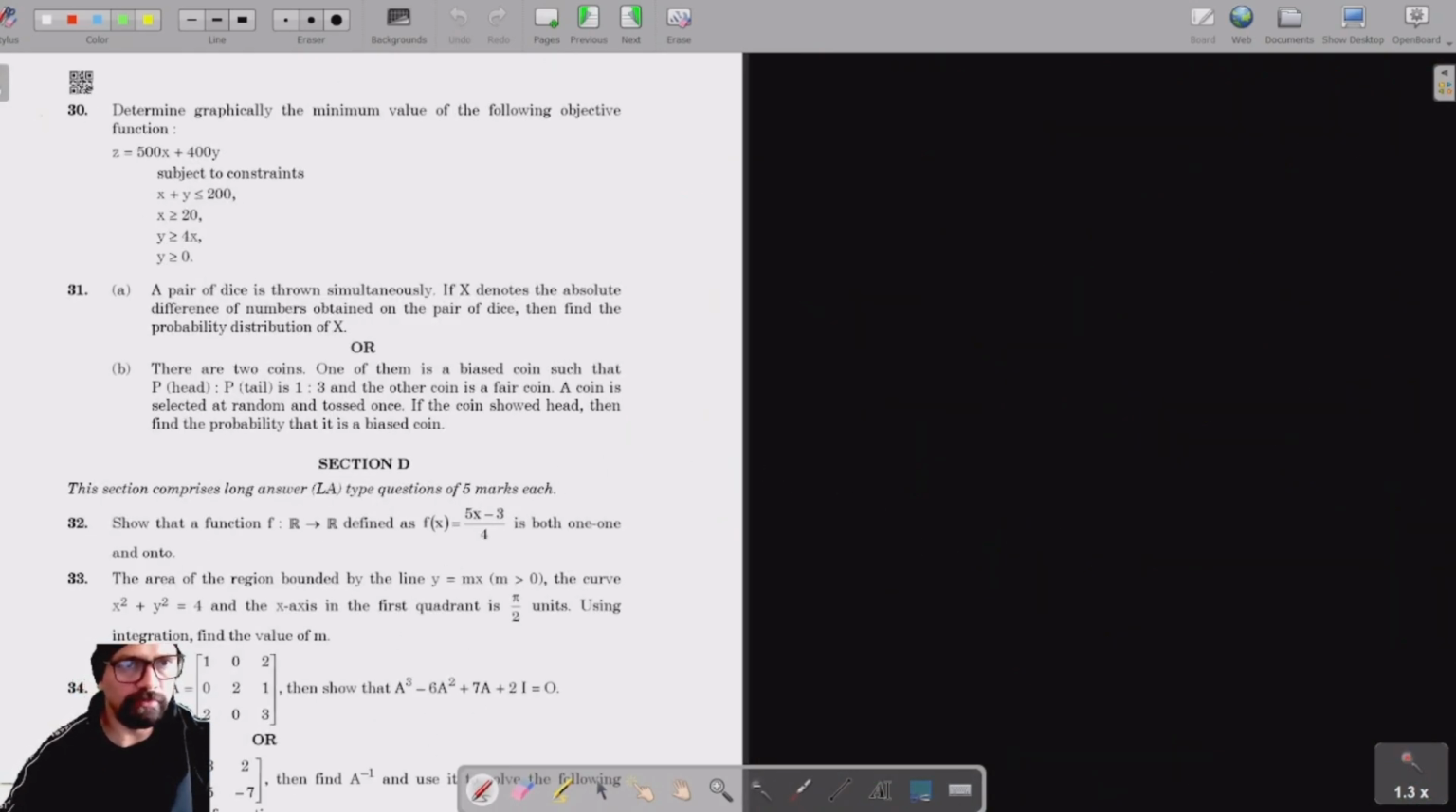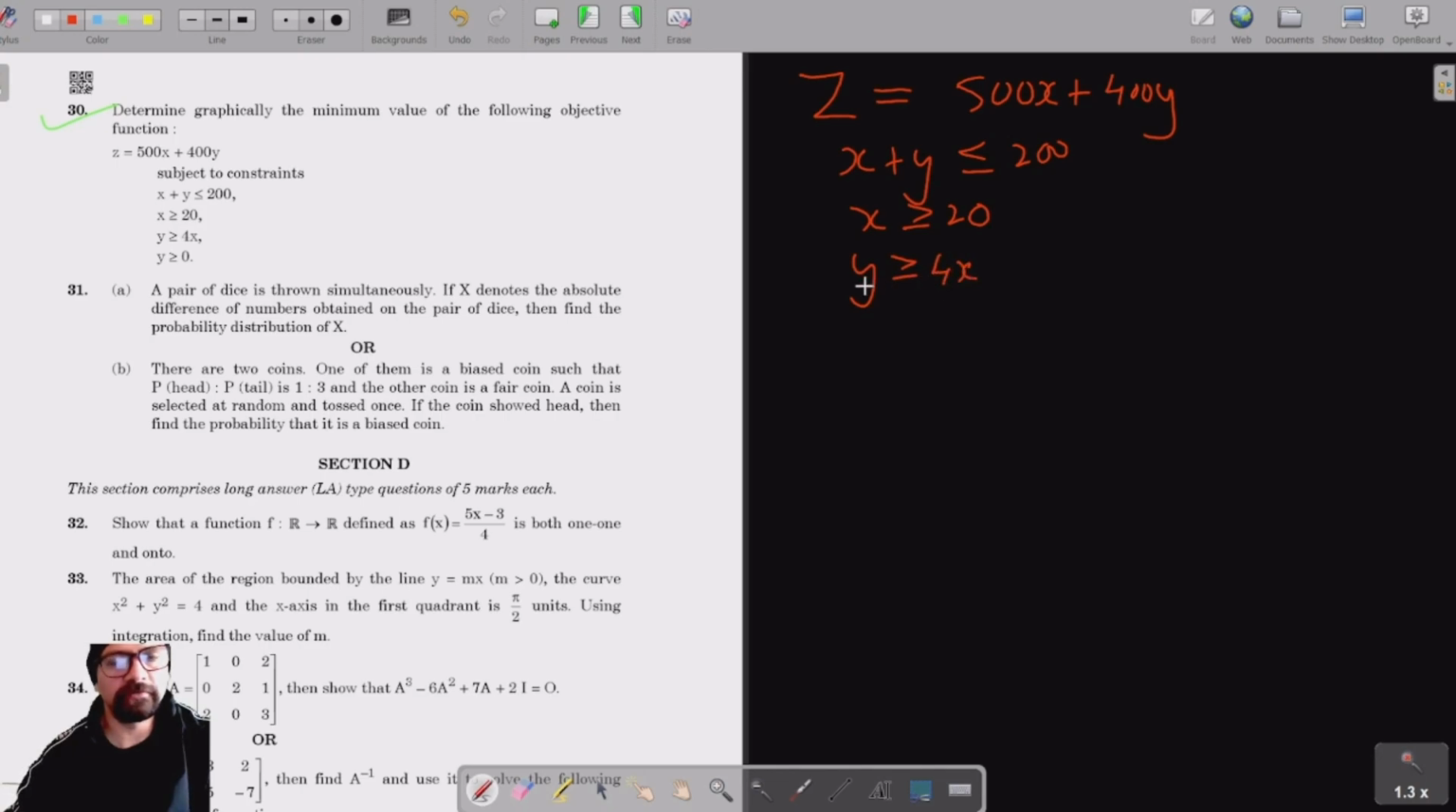For question number 30, we have to determine graphically the minimum value of the following objective function. It's given that the objective function is z equals 500x plus 400y, and the constraints are x plus y is less than or equal to 200, x is greater than or equal to 20, y is greater than or equal to 4x, and y is greater than or equal to 0. So we have to find the minimum value.